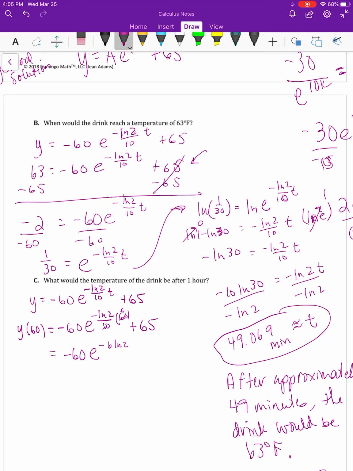So divide by 10, negative 60 e to the negative 6 ln 2 plus 65. And if you put that in your calculator, you should get 64.0625 degrees Fahrenheit. So after 1 hour, it's going to be 64 degrees Fahrenheit.